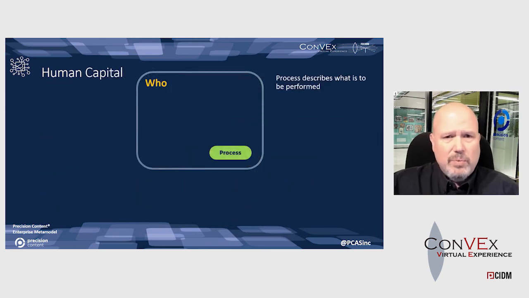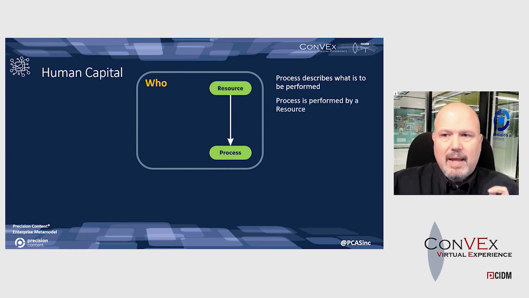So let's start with the who. The who are the human capital. So we start with a process, which describes something that needs to be performed. And to perform it, we have resources. So we have people who perform processes. And we can call these resources out. So a resource could be a person, it could be a role, it could be a persona, it could be a group of people, it could be a department, it could be any level of abstraction of person, real or imagined, if you will.